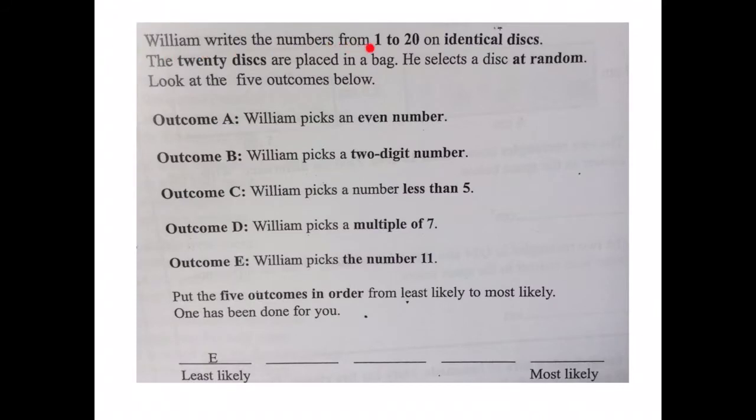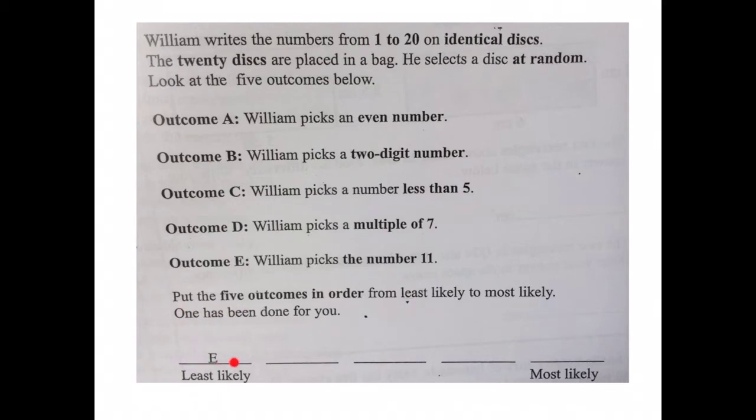William writes the numbers 1 to 20 on identical discs. The 20 discs are placed in a bag. He selects a disc at random. Look at the 5 outcomes below. Outcome A, William picks an even number. Outcome B, William picks a 2-digit number. Outcome C, William picks a number less than 5. Outcome D, William picks a multiple of 7. Outcome E, William picks the number 11. Put the 5 outcomes in order from least likely to most likely. One has been done for you.